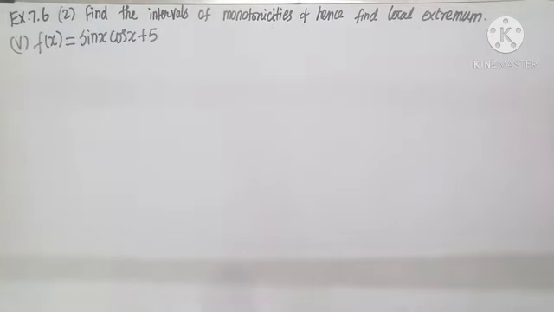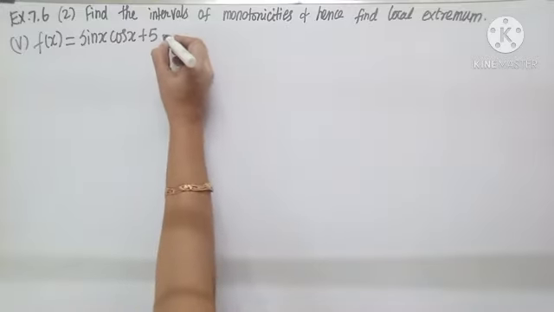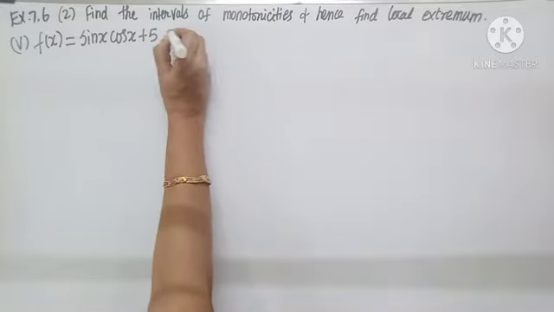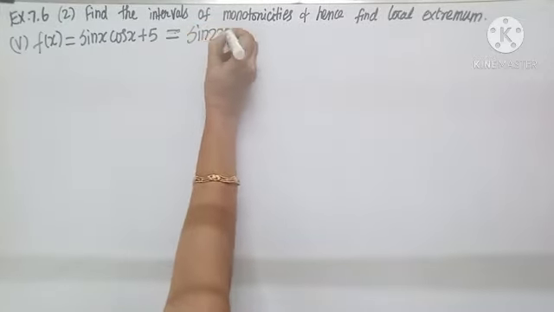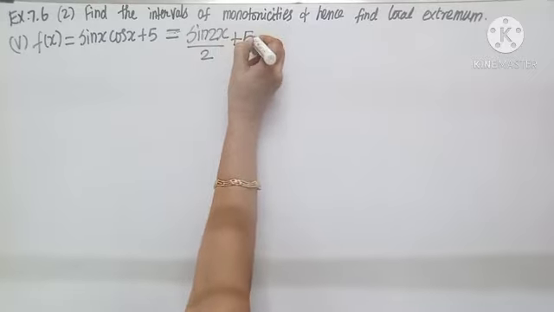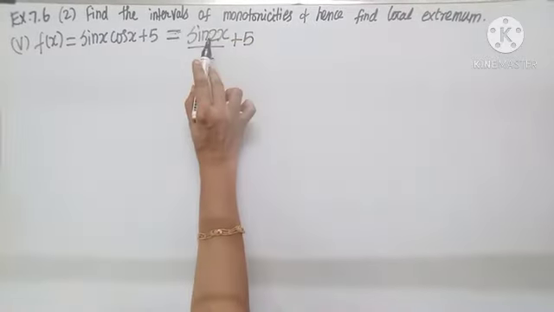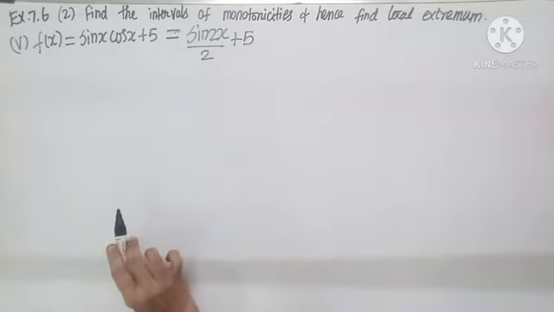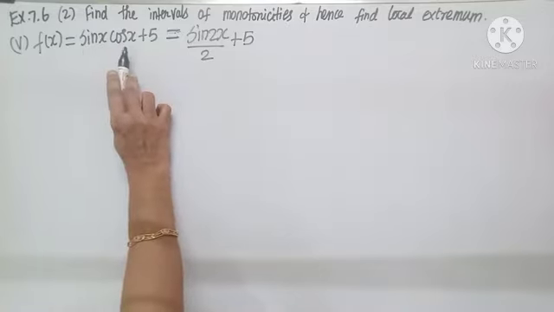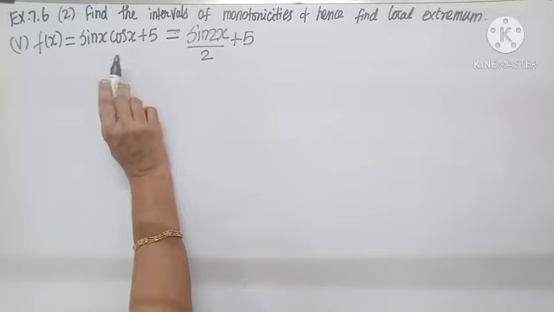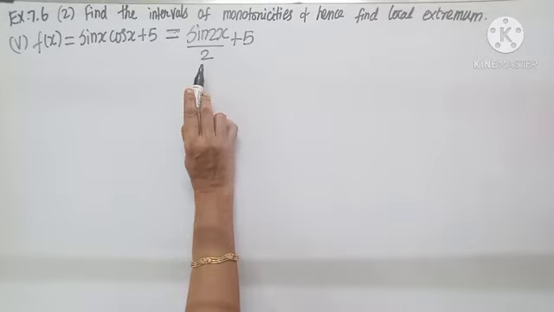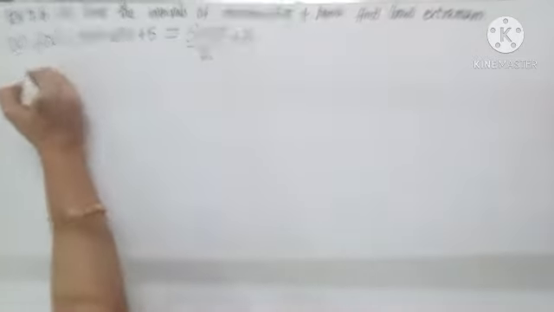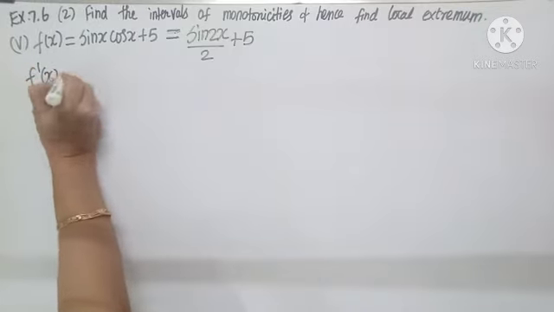Subsection 5, f of x equals sin x cos x plus 5. Whenever I see sin x cos x, immediately rewrite it as sin 2x by 2 plus 5. We know sin 2x is 2 sin x cos x. So, sin x cos x comes in calculus. Remember to rewrite it as sin 2x by 2, which is easy for us to integrate or differentiate according to the question. Here, let us find out f dash of x.